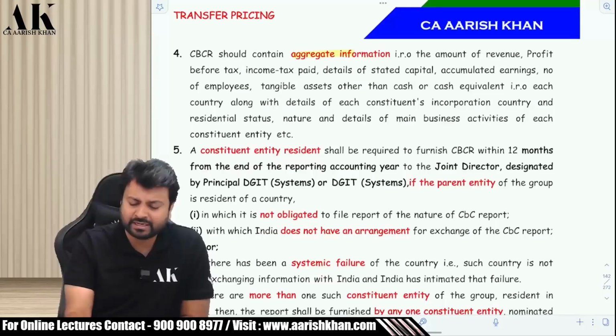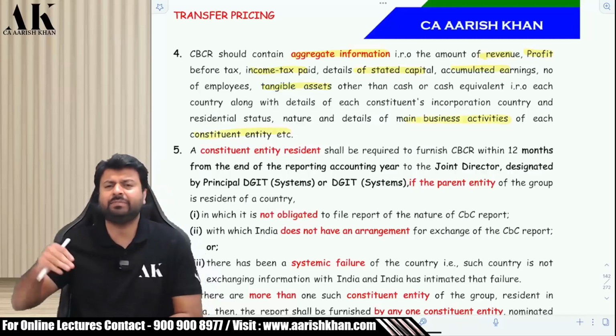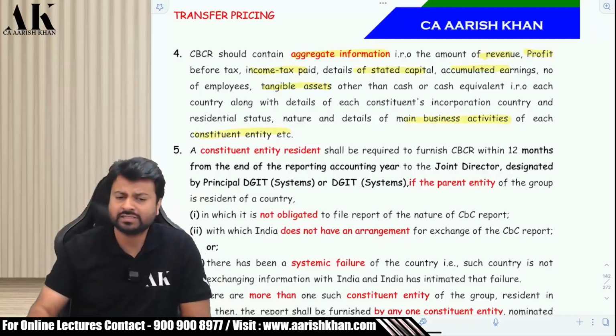Okay, next. What does CBCR contain? CBCR contains some basic information like revenue, profit before tax, income tax, details of stated capital, accumulated earnings, tangible assets other than cash and cash equivalents, your main business activity, etc. They will have some basic information which will be covered in your CBCR report.